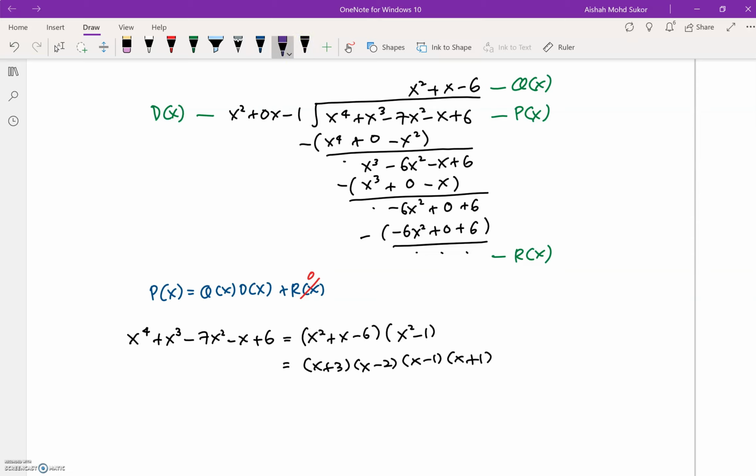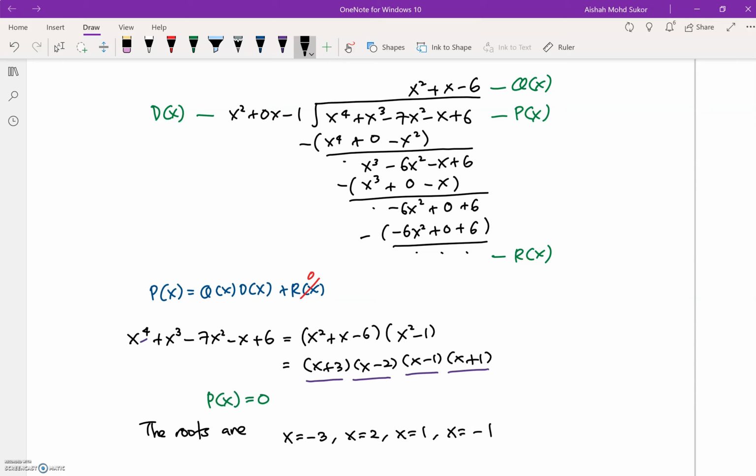The degree of the polynomial is 4. Therefore, we end up with 4 factors. So as p(x) equals to 0, the roots are x equals to negative 3, x equals to 2, x equals to 1, and x equals to negative 1.